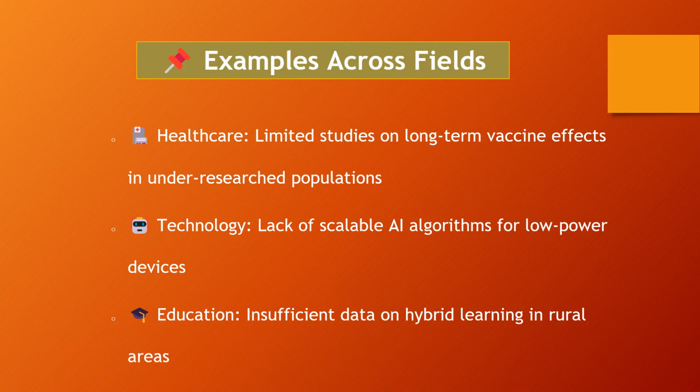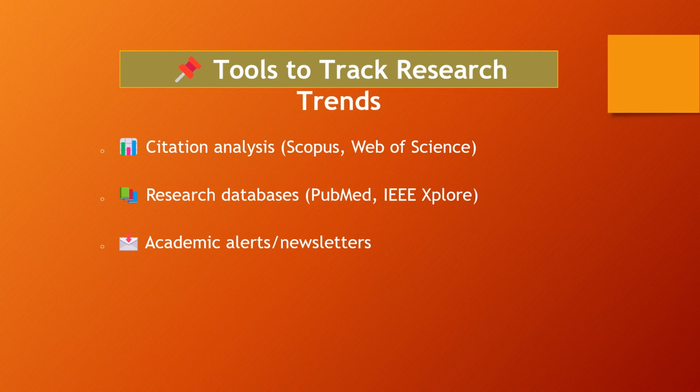Insufficient data on hybrid learning in rural areas. We might have sufficient data for urban areas, but for rural areas, we have insufficient data to check the effect of hybrid learning, whether it's effective or not in rural areas. There are a lot of examples. I just brought out those three to give us an insight of what it means to fill a research gap.